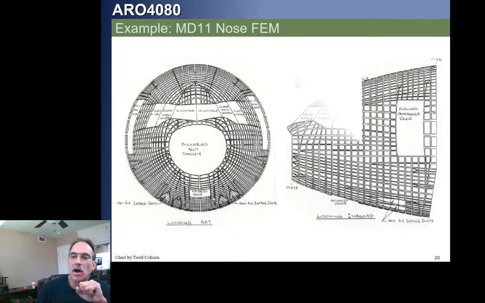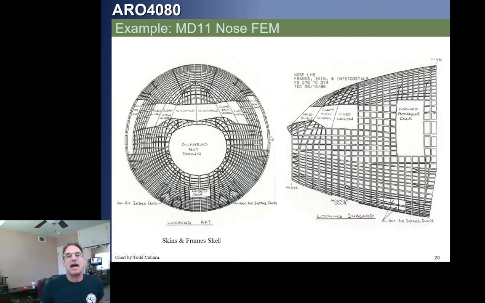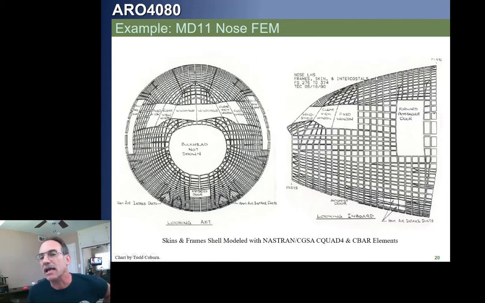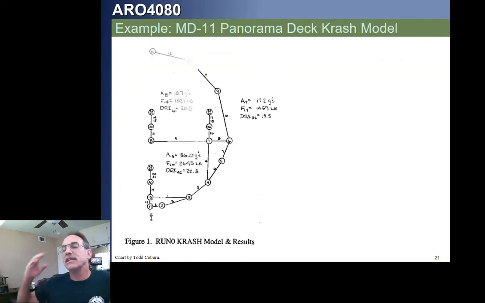This is a nose model for an MD-11 that I created back in the early 90s. This is mostly a semi-monocoque structure. The stringers start just behind this door, so this is mainly just intercostals and skin. It's all pressure critical, and this was a model that I used. This was first created in CADAM and CGSA, and then was converted to NASTRAN, PATRAN for analyzing this structure.